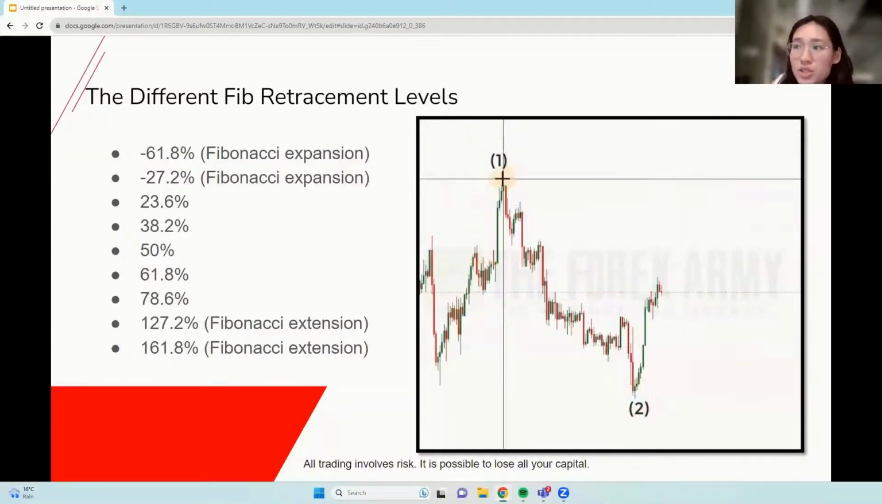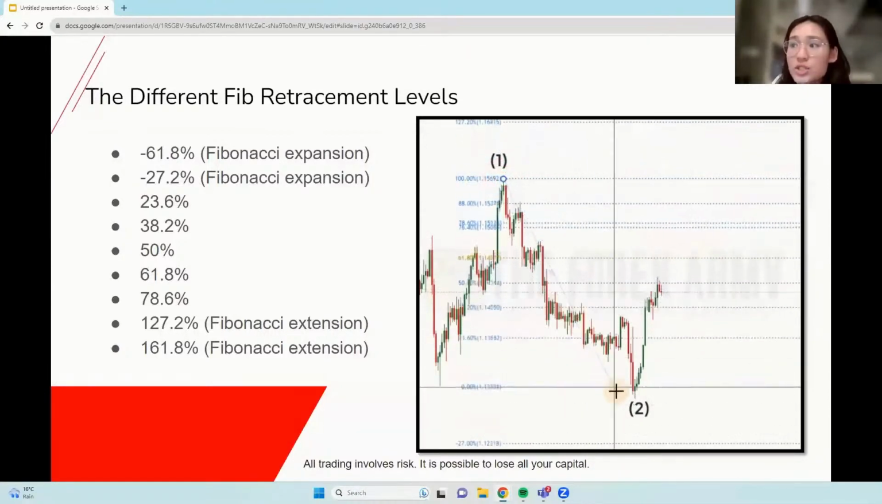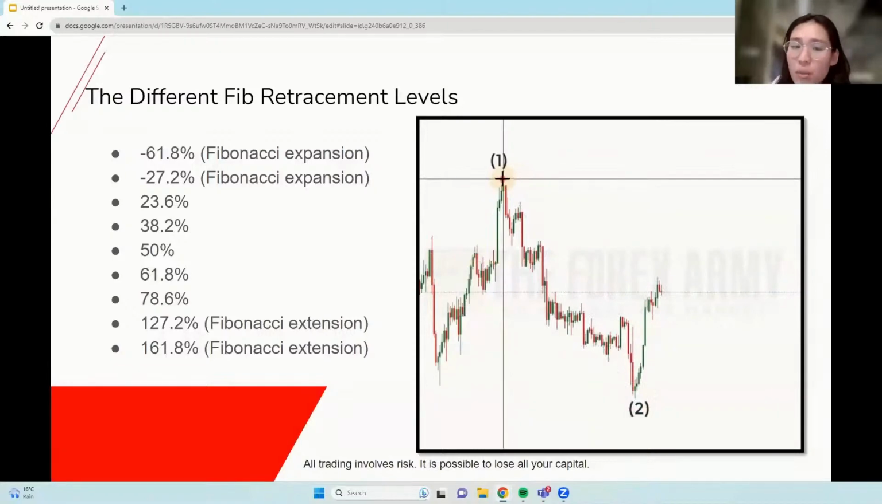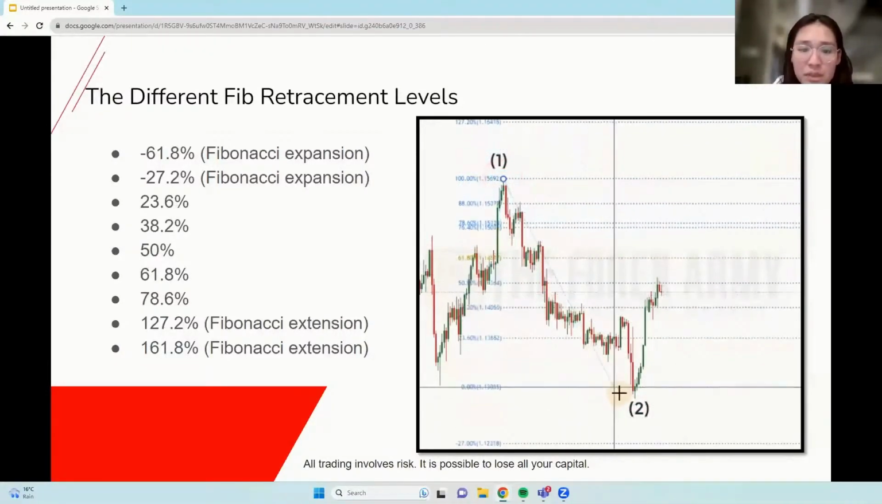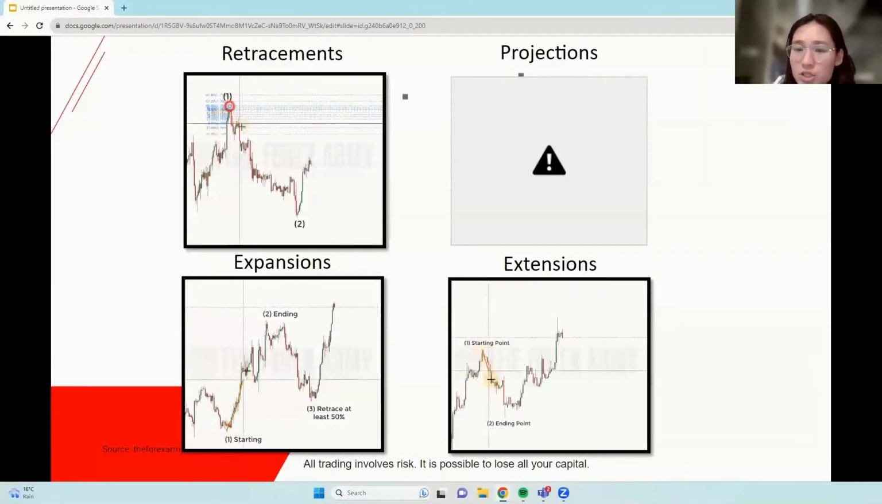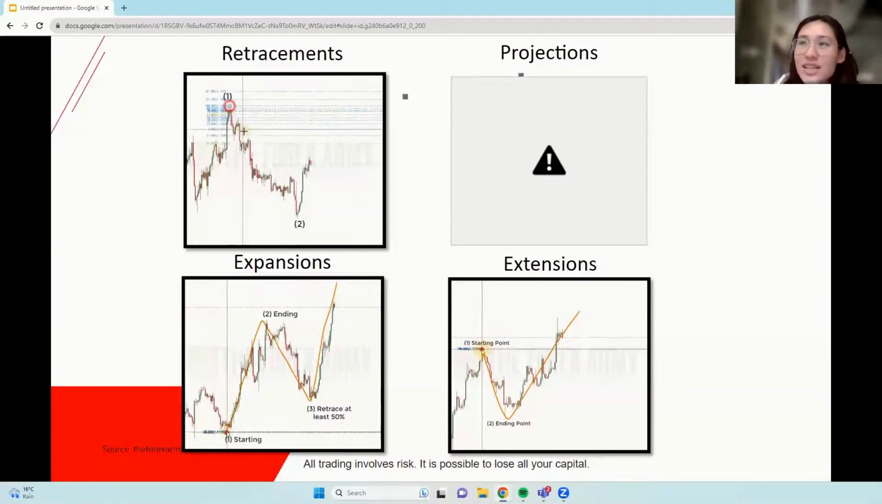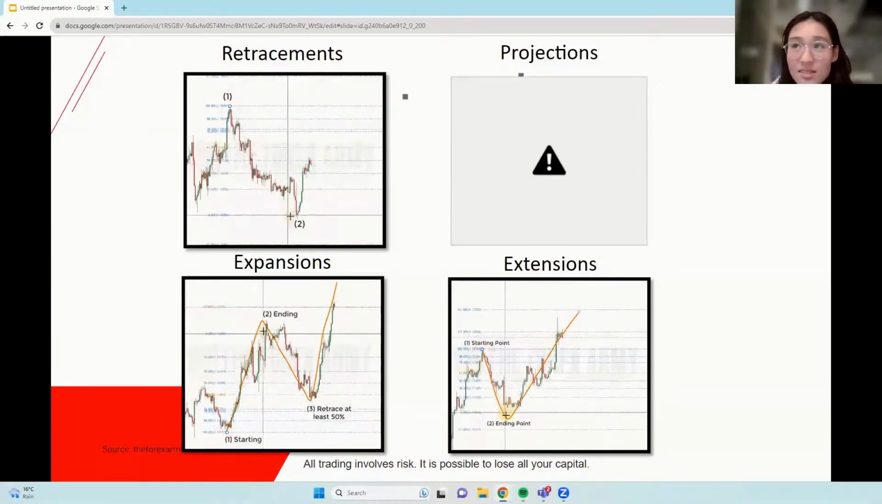In this GIF that I've included here, we are just showing you the Fibonacci retracement, which is the most basic form of Fibonacci. I'm not sure why my projections GIF isn't showing up, but I will go into depth on what exactly projections are in the later slides.